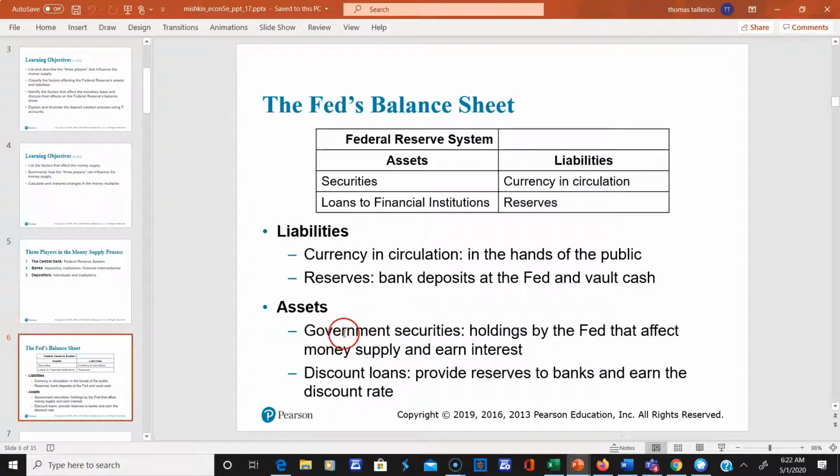Assets are government securities holdings by the Fed that affect the money supply and earn interest. When the Fed wants to change the money supply, they buy and sell treasuries, government securities, and they'll either create money or remove money from the money supply. And of course, discount loans provide reserves to the banks and earn the discount rate. Banks don't normally like to borrow money from the Fed because it raises a flag about their ability to survive. So banks will normally lend and borrow from each other in the Fed funds market. The Fed funds rate is the rate at which banks borrow and lend to each other, and that's the rate that the Federal Reserve toys with all the time.